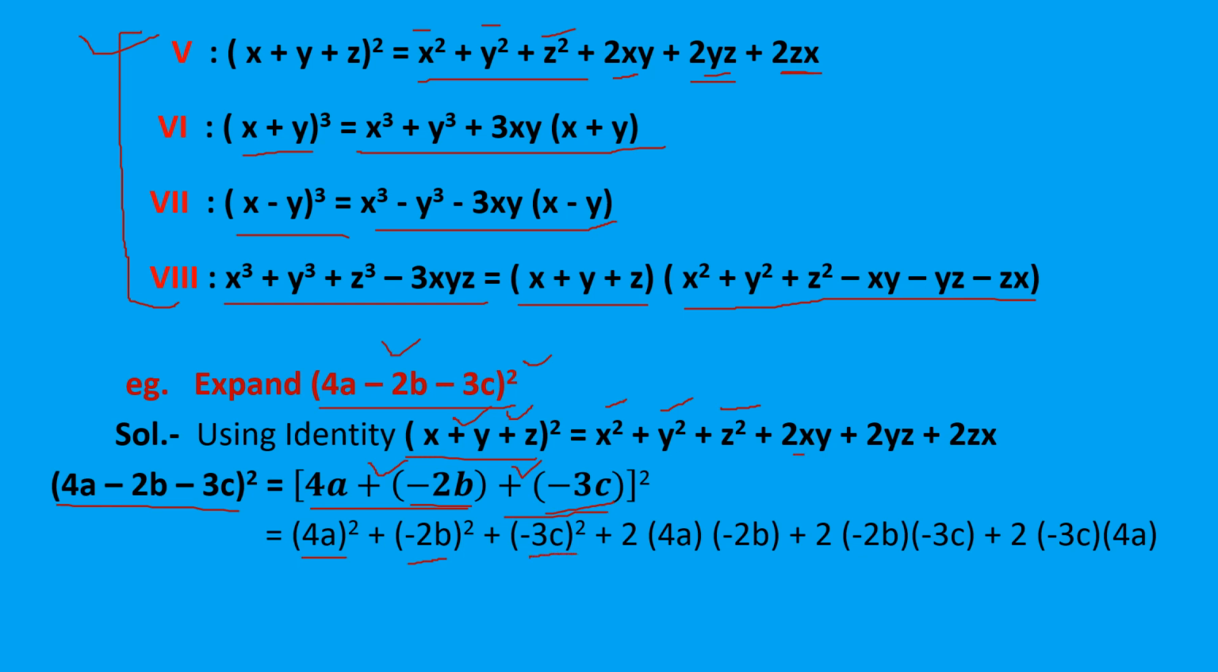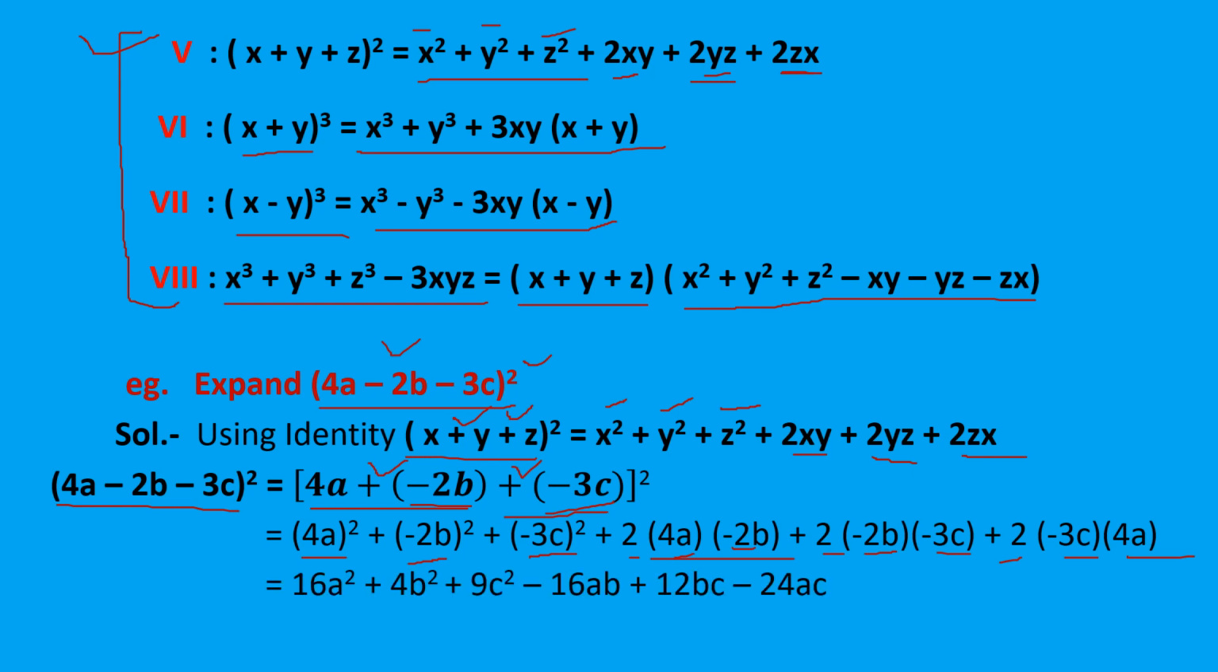Plus 2 into xy. So 2 into xy means the first term and second term, right? The product of the first and second term we have written here, 4a into (-2b). Plus 2yz. So 2 and yz means the product of the second and third term, so the second term is -2b and the third term is -3c. Plus 2zx. zx means the product of the third and first term. So 2 into the third term, which is -3c, and the first term is 4a. Now we will multiply and solve this.